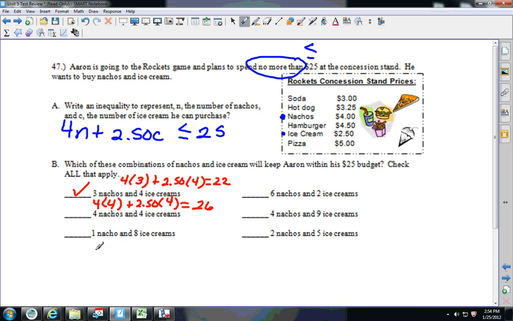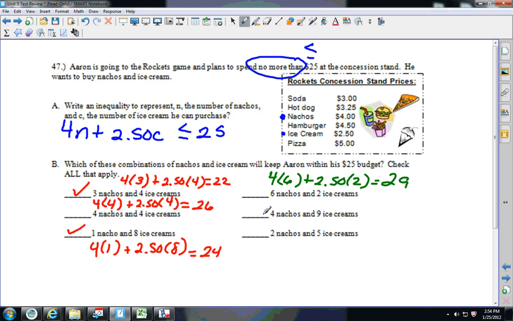The next one, $4 times 1 nacho plus, oops, well, you can do it either way, but I'm going to write 2.50 times 8. 2.50 times 8 plus $4 is $24. That'd work. We could get that. Might be sick of ice cream. Next one, we have $4 times 6 nachos plus 2.50 times 2 ice cream. Multiply, that's 24 and 5. That's $29. No, that doesn't work.